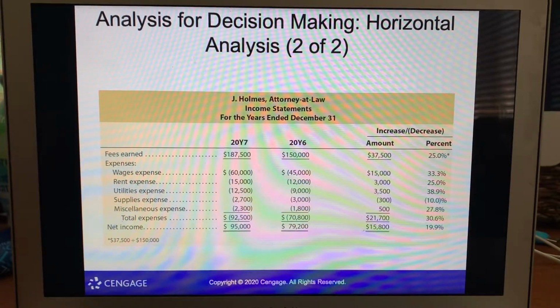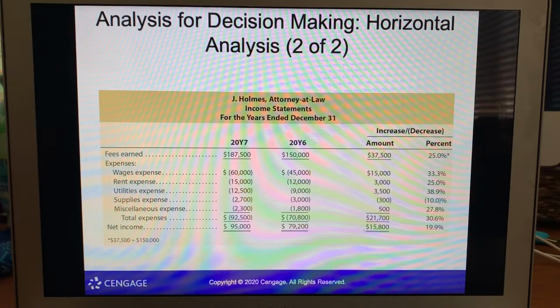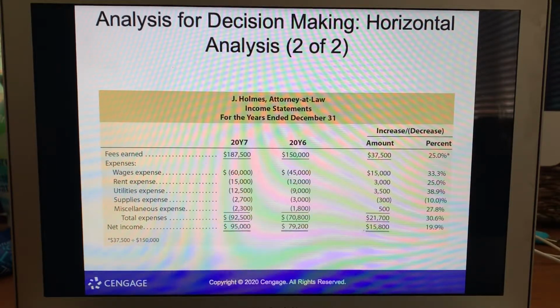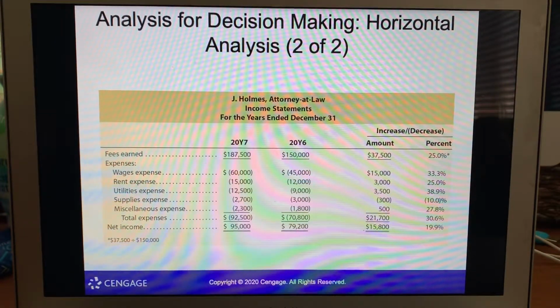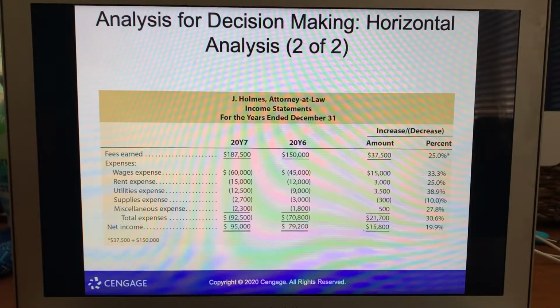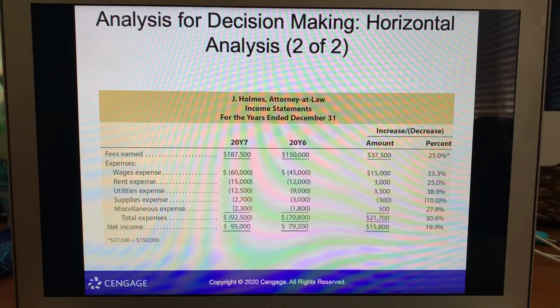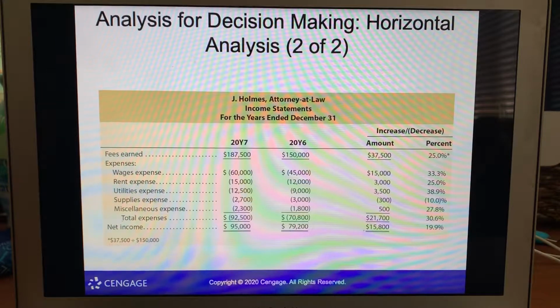So our total expenses are $92.50. That was an increase. Our net income, though, was higher. Our net income was $95,000 as opposed to $79,200. So overall, there was an increase of $15,800. So that's the horizontal analysis for decision making.